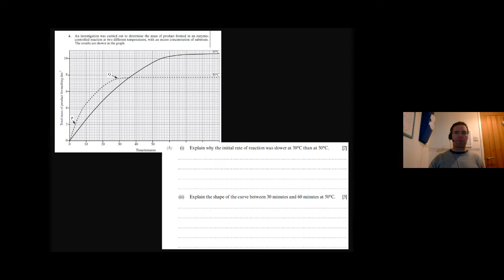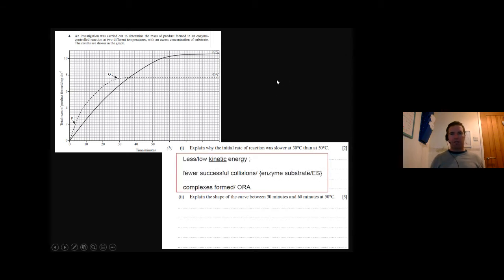So this goes back to our temperature graph. Why is it that as you increase temperature, it increases the rate of reaction? It's all about successful collisions and enzyme substrate complexes. This is what I said before. Look, at 30 degrees, we have low kinetic energy, or molecules are moving slower, which means we have fewer successful collisions or fewer enzyme substrate complexes. And that gets us our 2 marks. Very predictable question, actually. So it's worth being completely familiar with that.